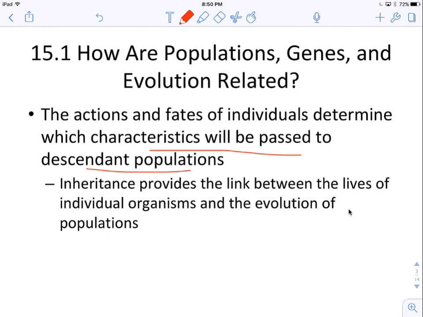And so how they fit into their environment, how they work within their environment, how they are adapted to their environment, that allows them to live long enough to breed and mate and pass their genes on to the next generation. So inheritance or genetics provides a link between individual organisms and the evolution of a population. So it's all about the genes.